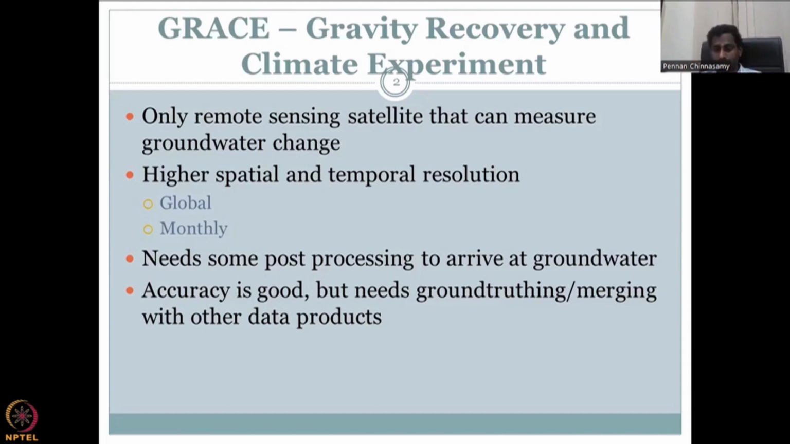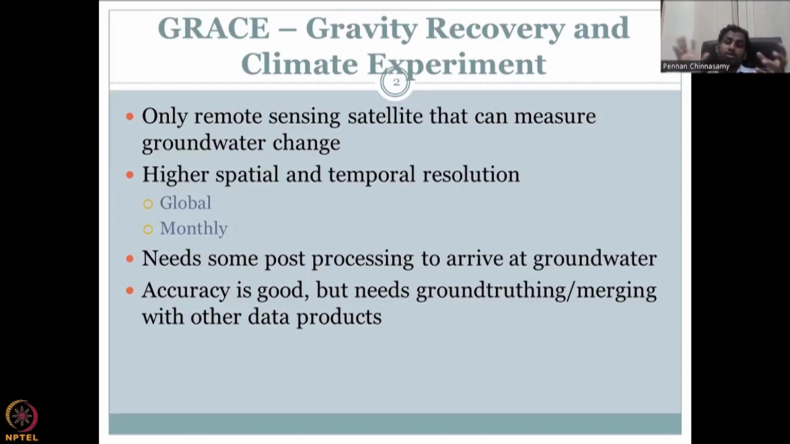Per millimeter also we'll get accuracy, but it needs a tremendous amount of ground truthing. So this is the catch. I'm saying that you can use this where you don't have data. But on the other hand, you do have data that can validate the GRACE mission. So how do you do this?